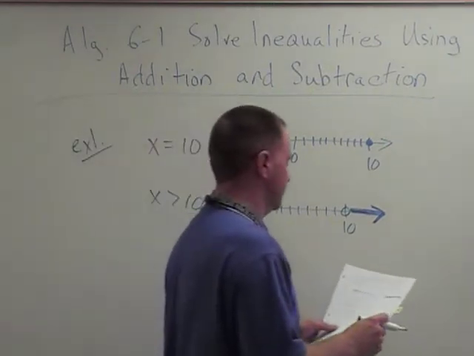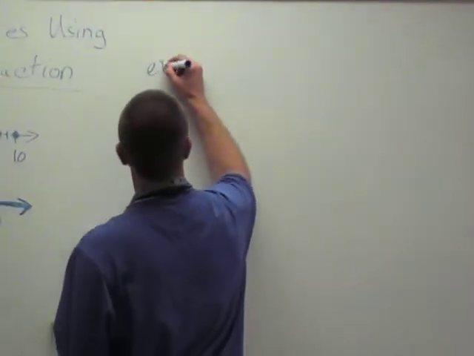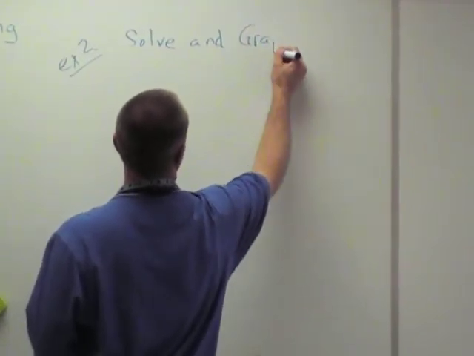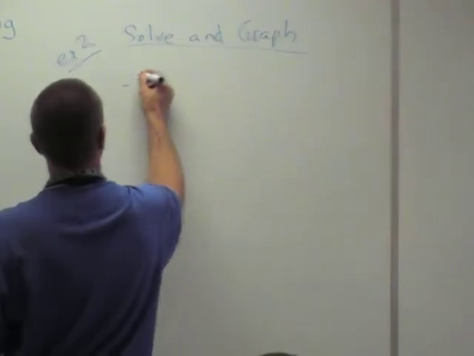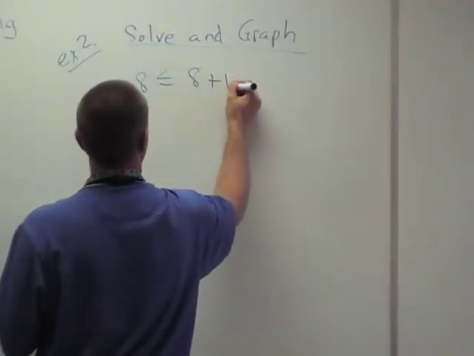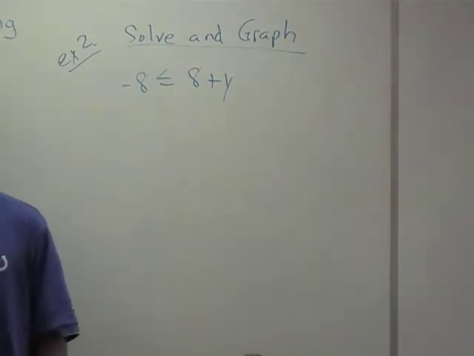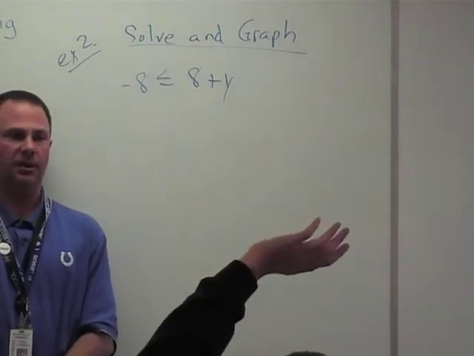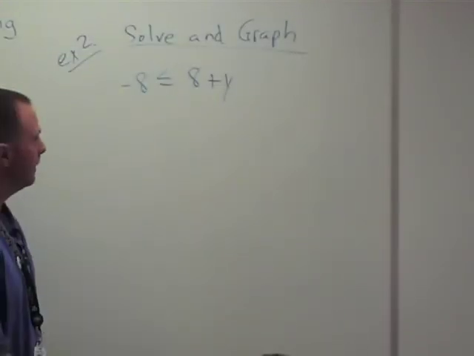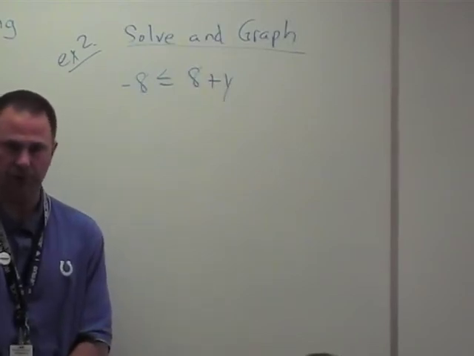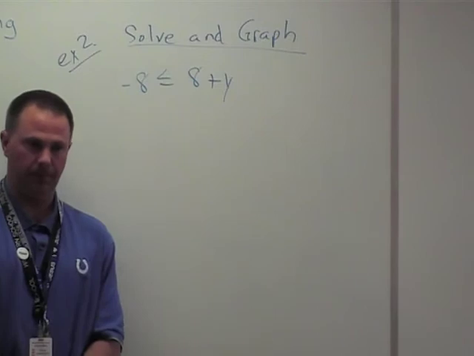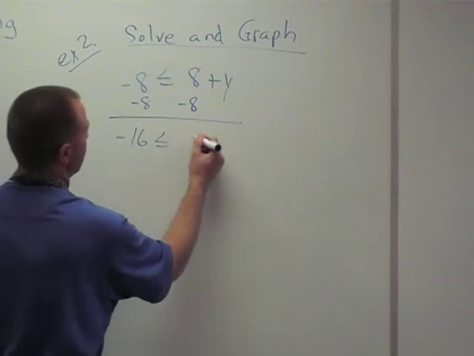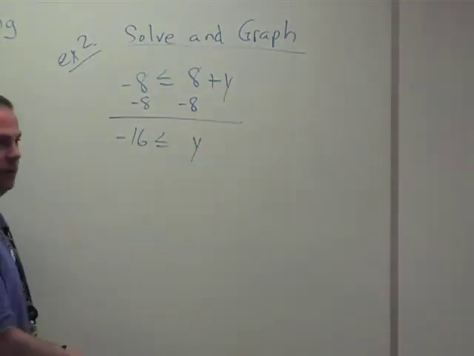All right, example 2. Solve and graph. So here it comes down to what we've been doing with typical equations. Negative 8 is less than or equal to 8 plus y. So we are solving for y, and you treat it exactly the same way as if you had an equal sign. What's the first step? You could subtract 8. Yes, subtract 8 on both sides. So, how do you read this?